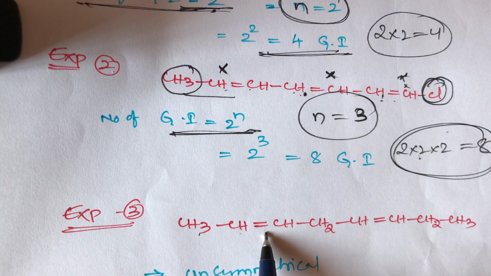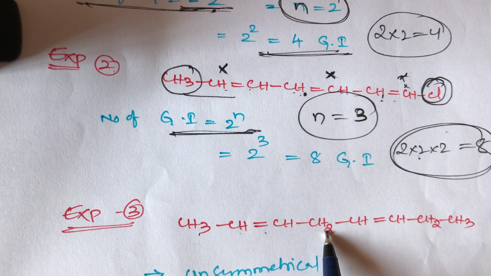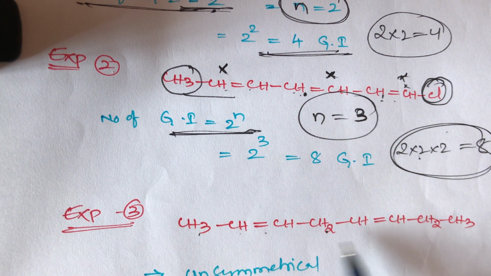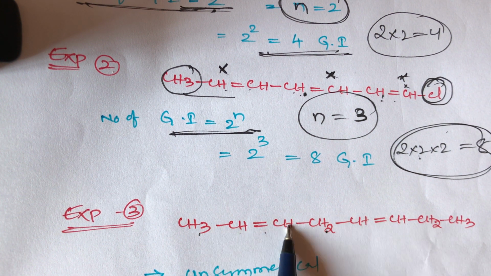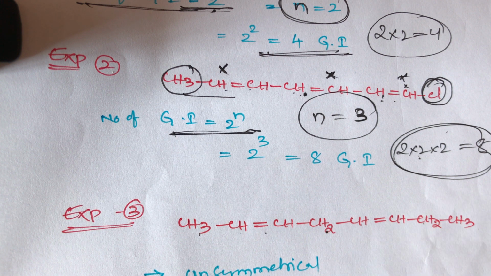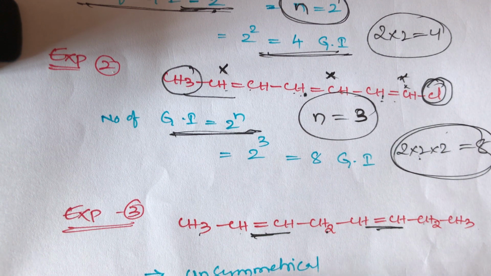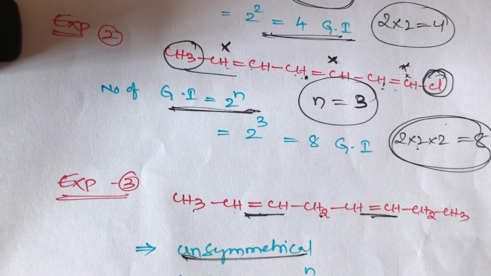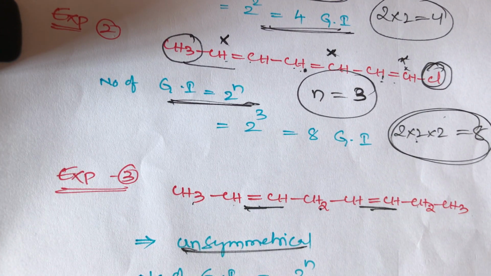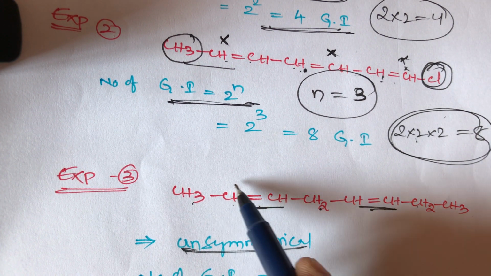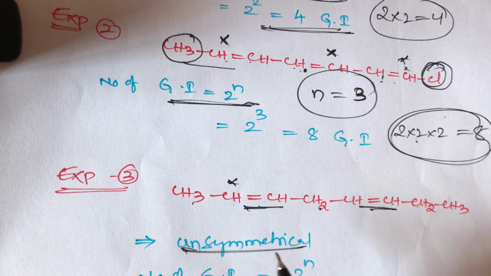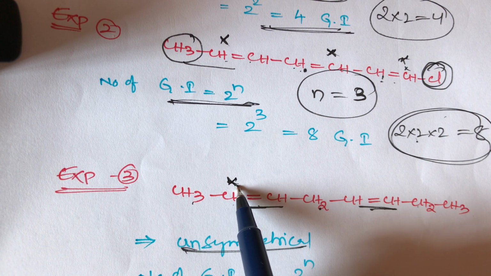CH3, CH double bond, then CH single bond, CH2, CH. This is also a given compound. Here the total number of carbons is 1, 2, 3, 4, 5, 6, 7, 8. 8 carbons are there, but here only 2 double bonds are there. So it is also an unsymmetrical compound. So this carbon-carbon double bond will show geometrical isomerism. Why?